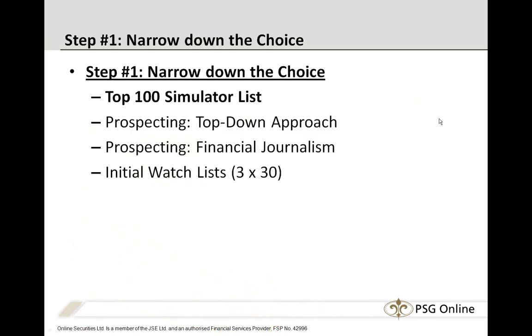So let's talk about narrowing down the choice. How do you do that? Now, instead of looking at 400 companies, we simplify the process and we can look at the top 100 companies. That's the same list of shares that we trade on CFDs and single stocks. We call that the simulator list. So we talk about the two processes now called the top-down approach and financial journalism. Remember, my goal is to create an initial watch list, and from there I'm going to tweak it.